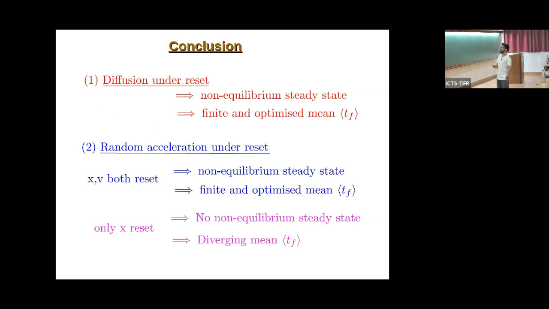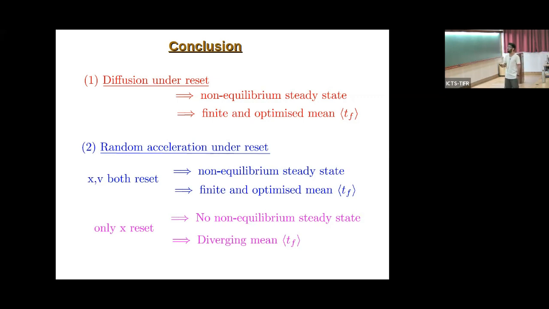So diffusion under resetting leads to some interesting features. First is the emergence of a non-equilibrium steady state. And second is the finite value of this mean first passage time, as well as for some value of rate, you can optimize this value. So this is the first thing that I tried to convince you.